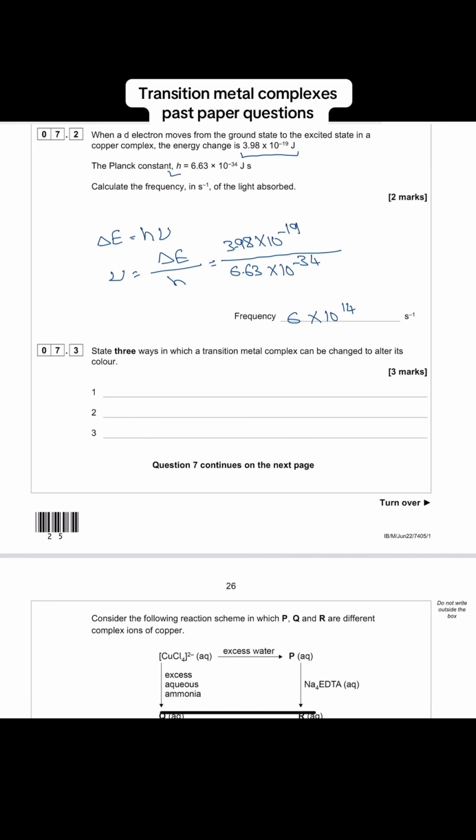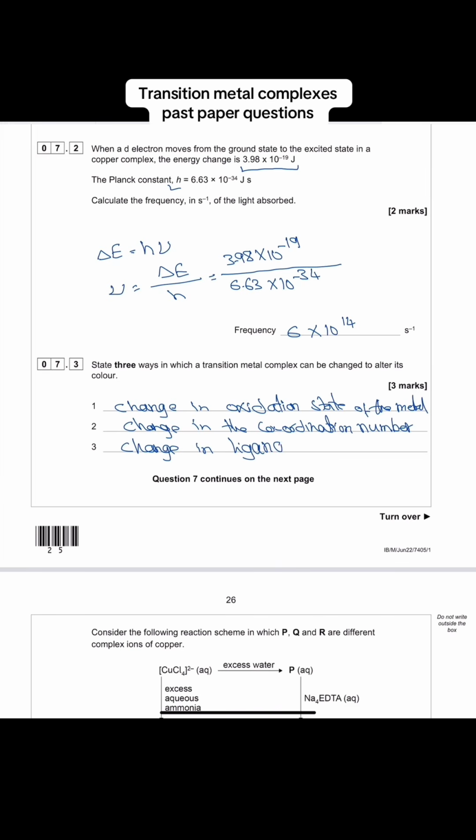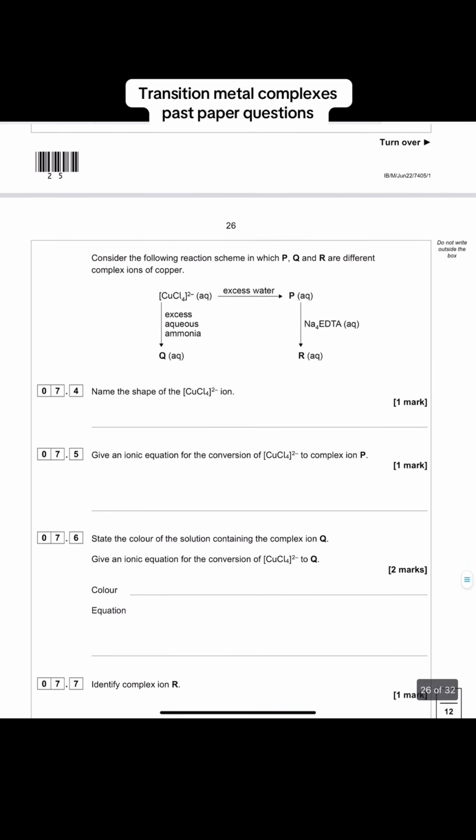There are three things that you can change that would change the color of the transition metal complex. The first one is a change in the oxidation state of the metal. So if you change the oxidation state of the metal, the color of the complex will change. Or if you change the coordination number, or finally, if you change the ligand, so change in ligand as well. So all of these changes will change the color of the complex.